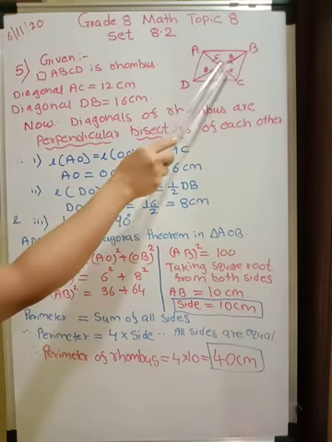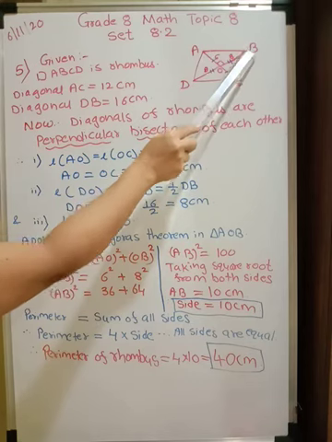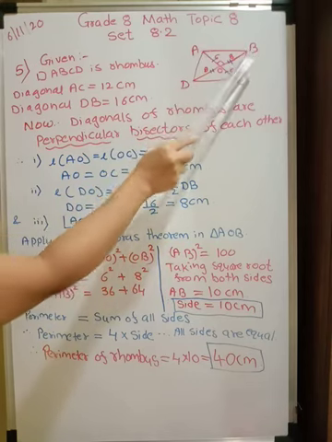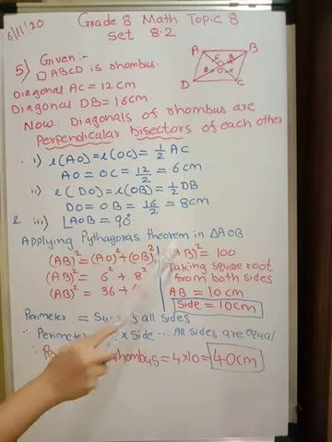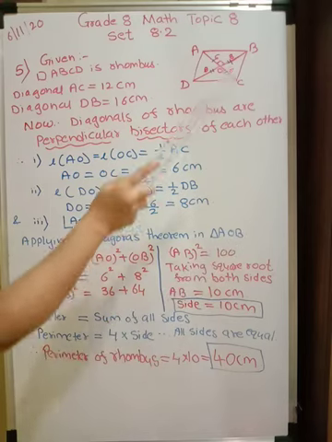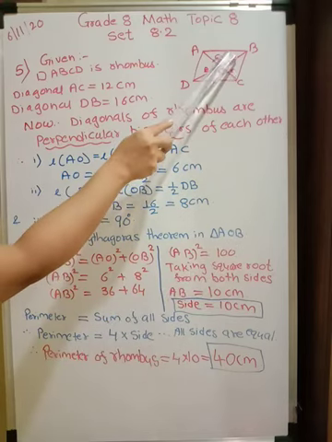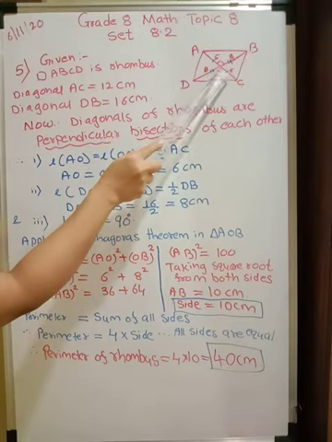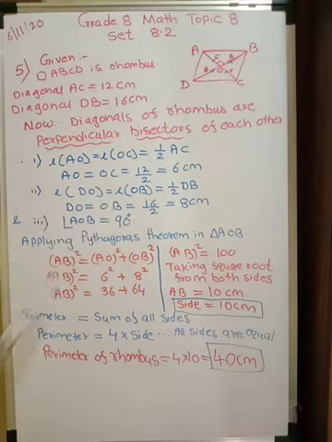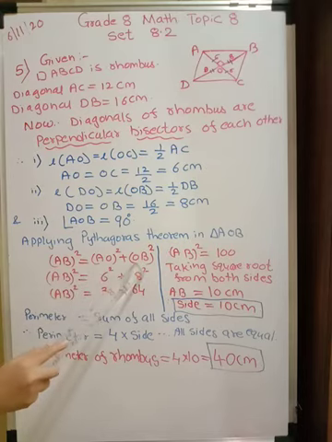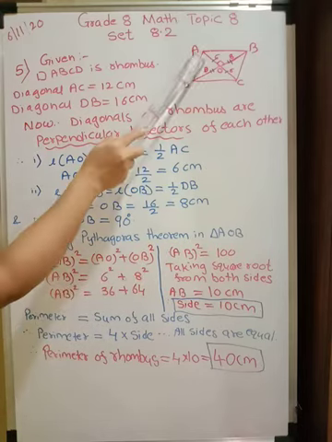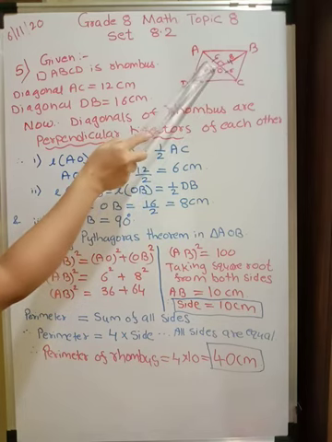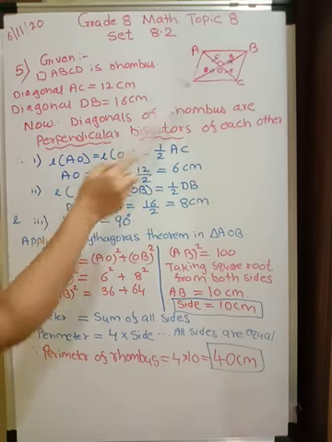Now once this becomes 90 degrees, we can apply Pythagoras theorem in this triangle AOB. So applying Pythagoras theorem in triangle AOB, the side opposite to 90 is the hypotenuse. So we have AB square is equal to AO square plus OB square. So what is AB square? AO is already known, it is half of 12, so it is 6. And OB is half of 16, so it is 8.